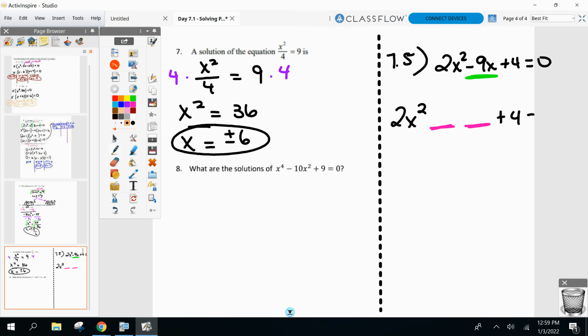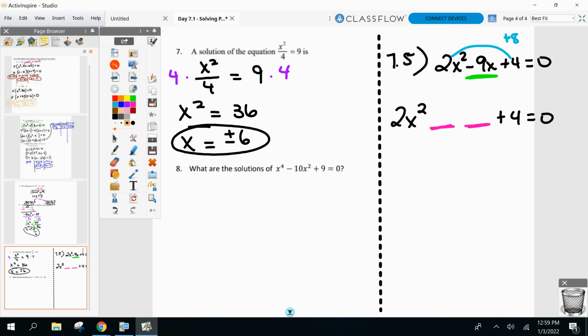Plus 4 equal to 0. So we are going to turn it into a grouping problem. And I heard some good things already come out. Yep, you're going to do a times the c to start this process off, which would be 2 times 4, positive 8. All right, you guys take over.